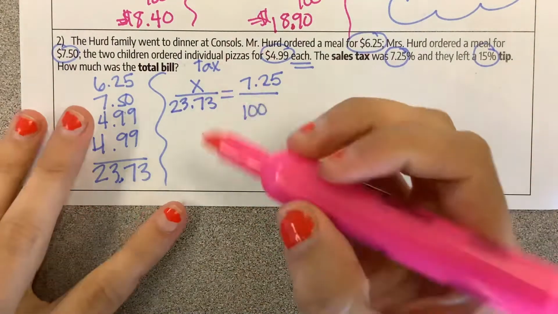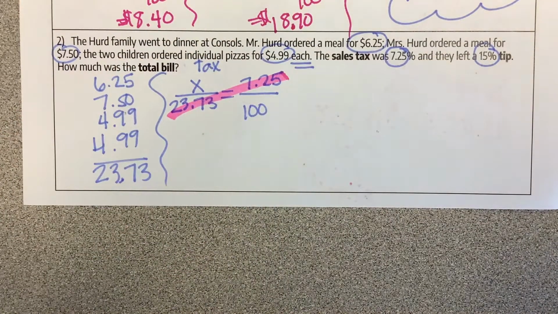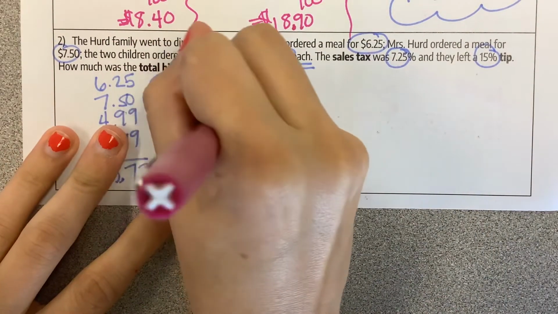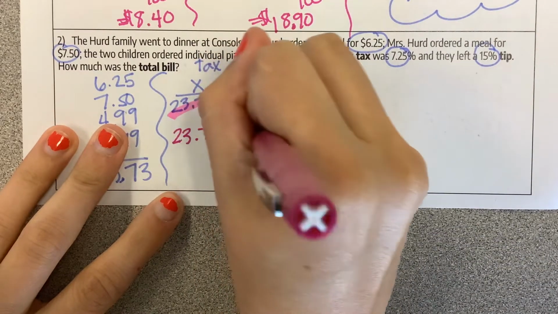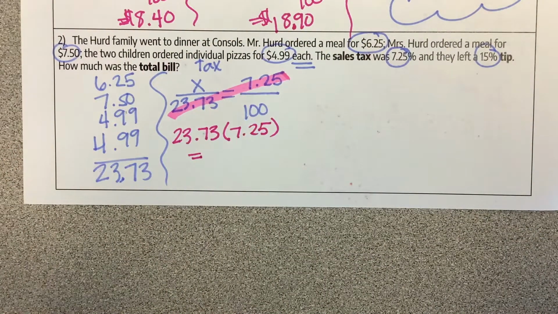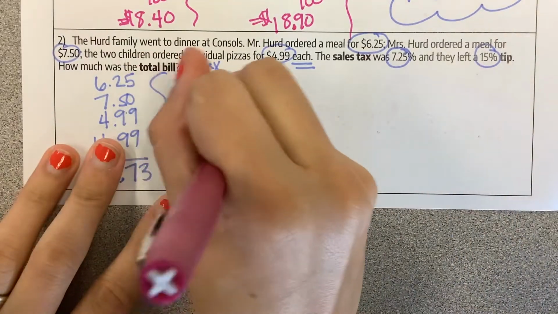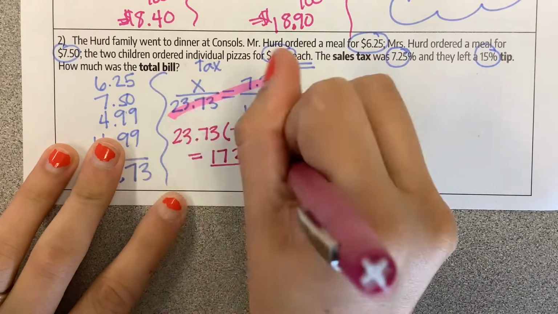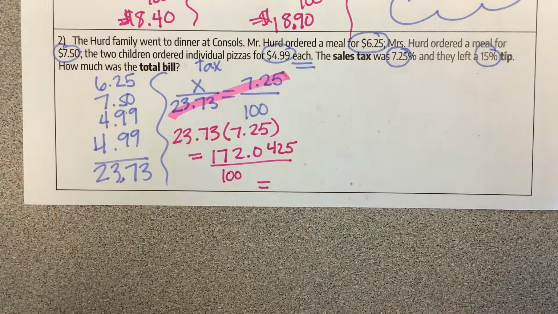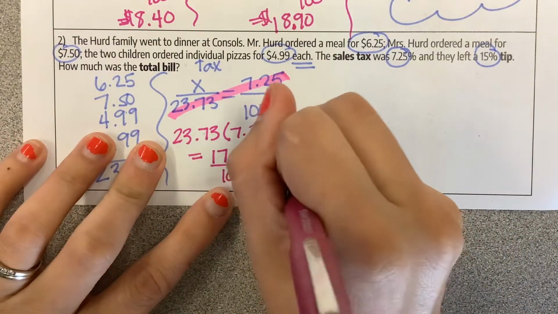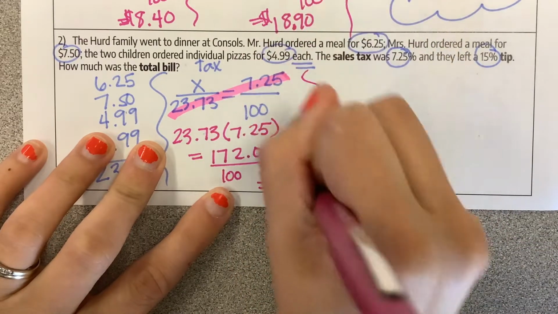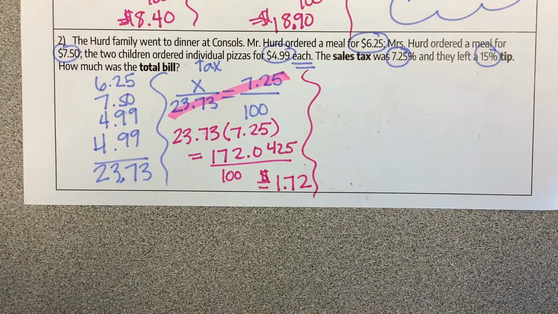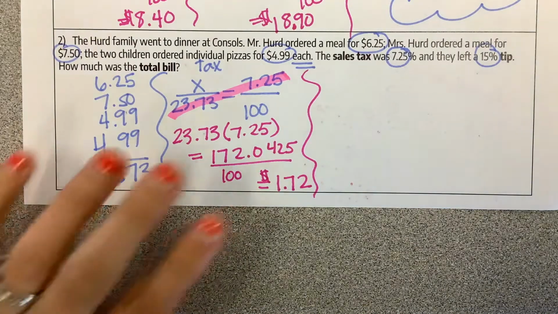I'm going to look at my diagonal to multiply. $23.73 times 7.25, which equals a long decimal, 172.0425. I'm going to divide that by 100, and I get, when I round, $1.72 for my tip, or tax, sorry. Now let's calculate the tip.